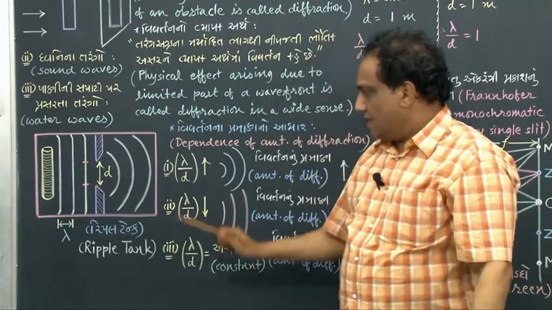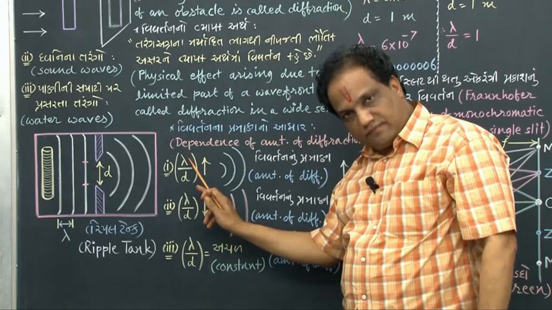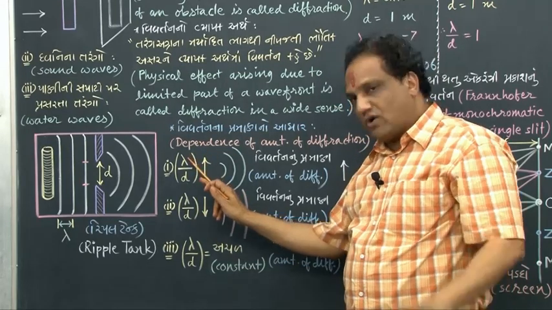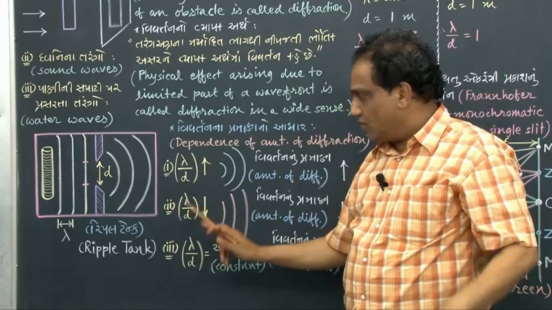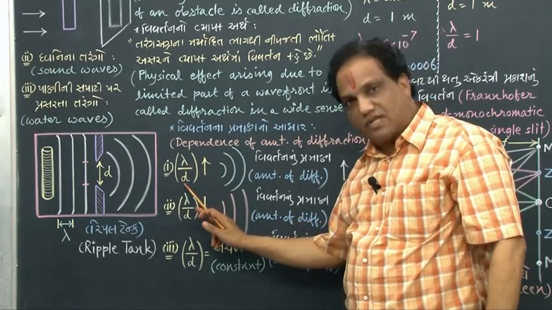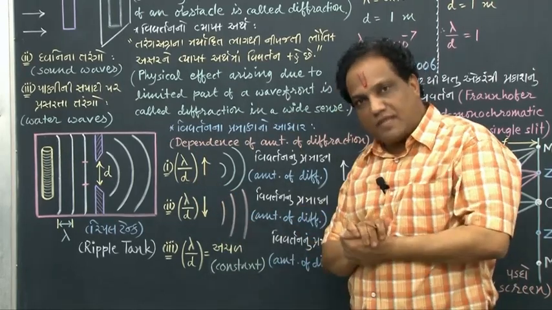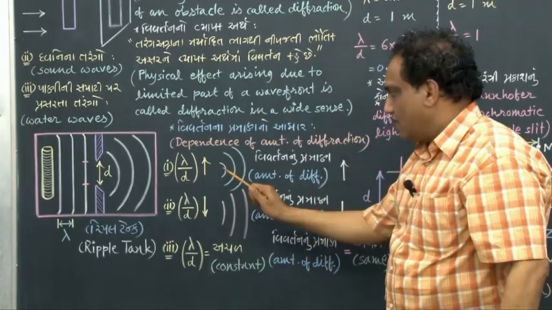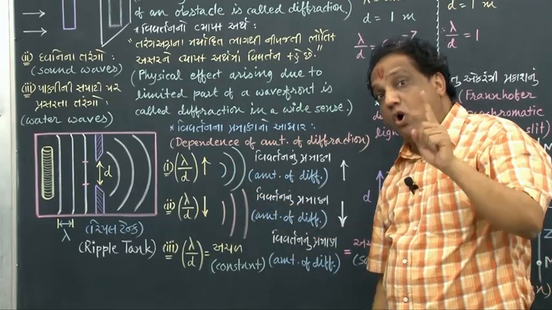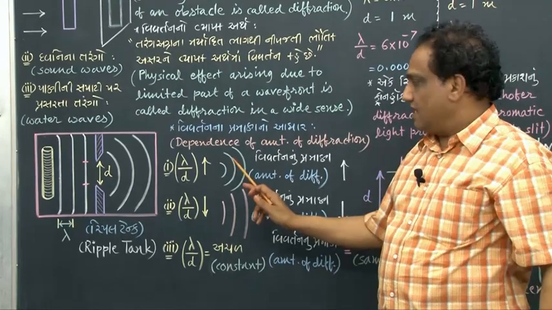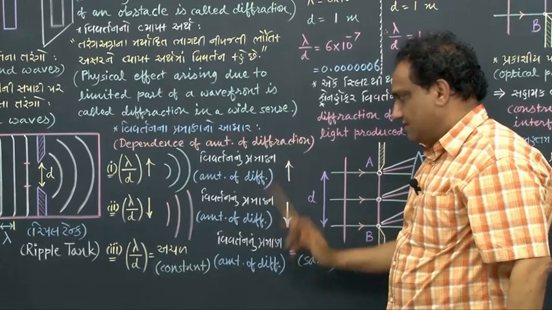Three ways. Keeping denominator constant, you can increase numerator, or keeping numerator constant, you can decrease denominator, or you can do both. You can increase numerator, you can decrease denominator. In short, this ratio will increase. At that time, we find on right hand side that these waves are getting bent by more amount, meaning thereby the amount of diffraction has been increased.